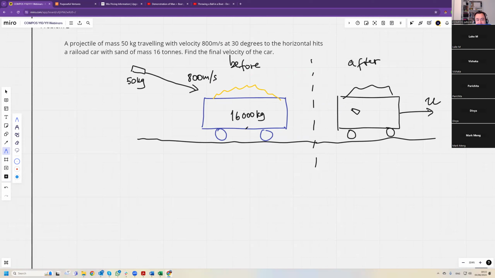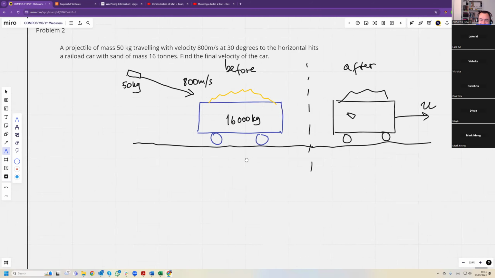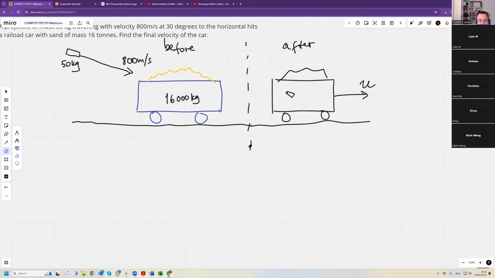Who's firing a cannon at sand? Obviously physicists. Who else? Who else would do that?